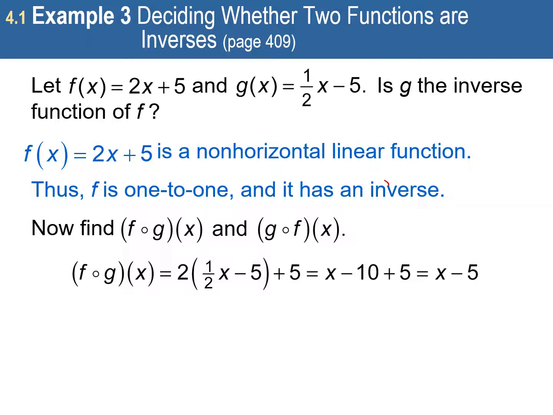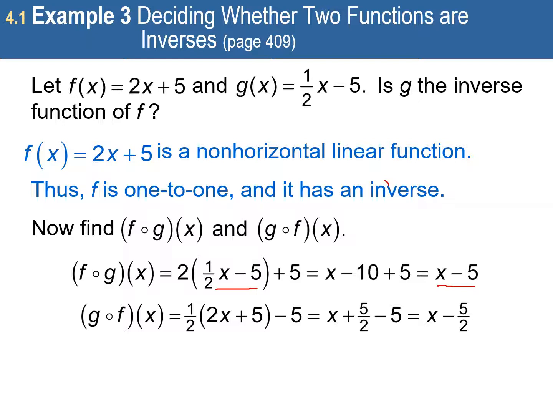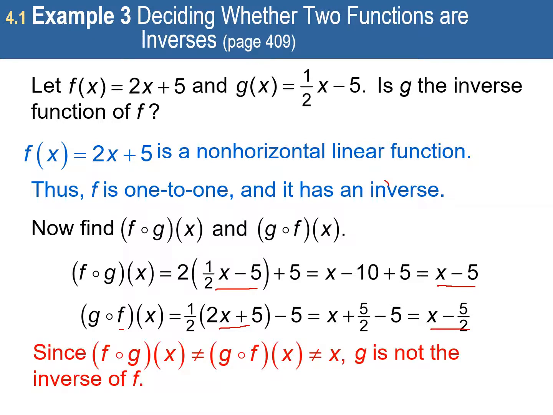So f of g of x is going to be what? 2 evaluated at 1/2 x minus 5, plus 5, or x minus 5. Next, we need to find g of f of x. So that's 1/2 times x, where in this case x is f, which is 2x plus 5, minus 5. Simplifying, I get x minus 5/2. These two do not equal x, and therefore these two functions are not inverses of each other.